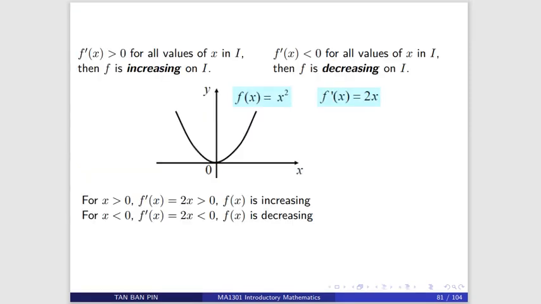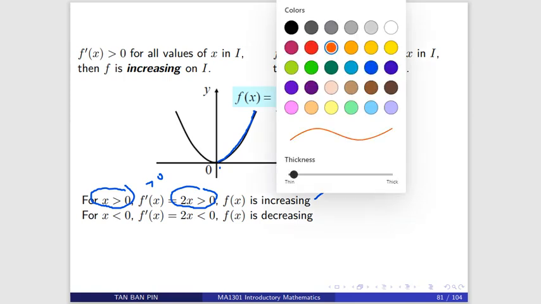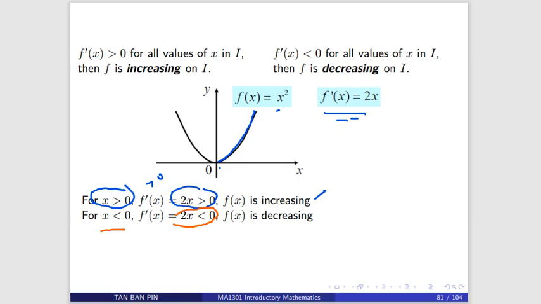Take the x squared graph. For the x squared graph, f'(x) is 2x, since differentiating x squared gives 2x. If x is positive, 2x will be positive, then f' will be positive, then f is increasing. We can see that for positive x, it's increasing. If you look at negative x, then 2x will be negative, then f' will be negative. f' less than 0 means decreasing. You can see that when x is negative, the curve is going down.